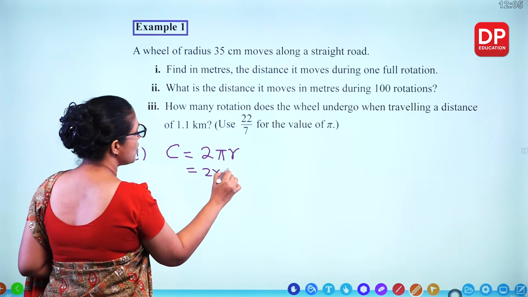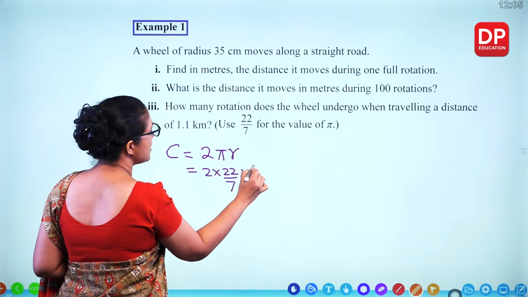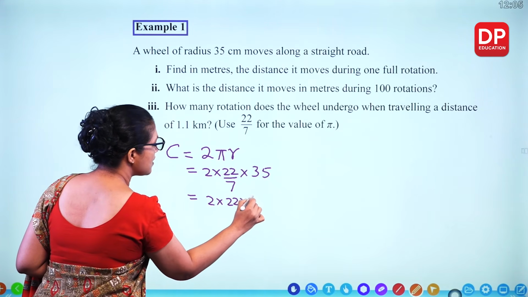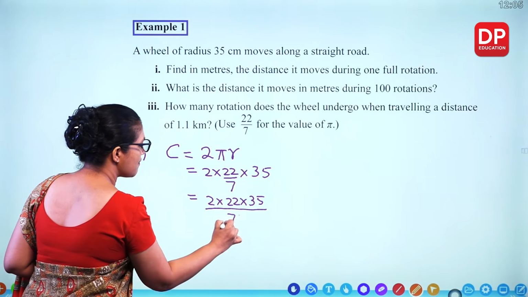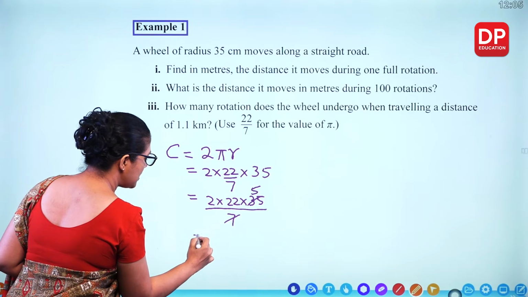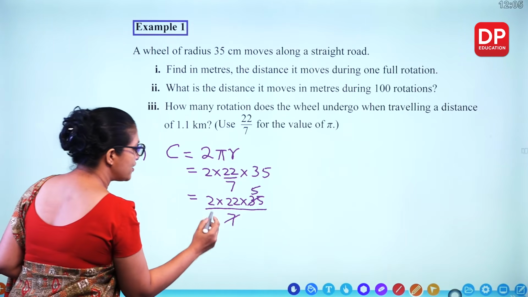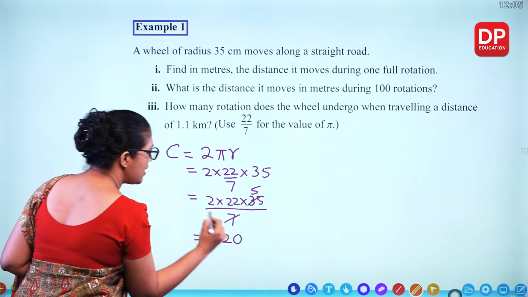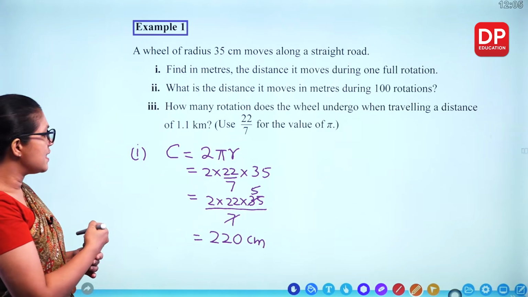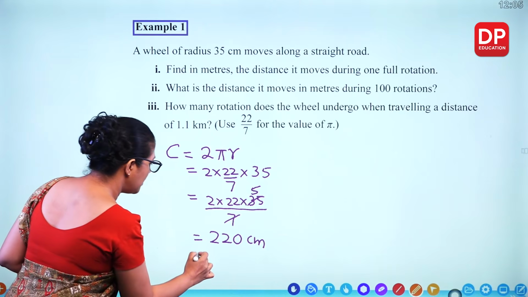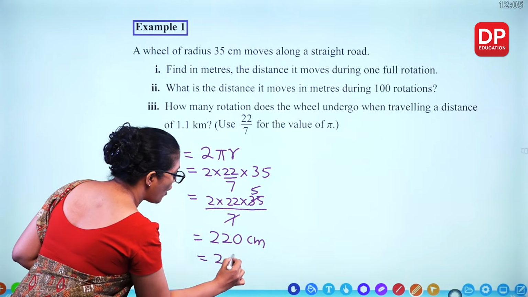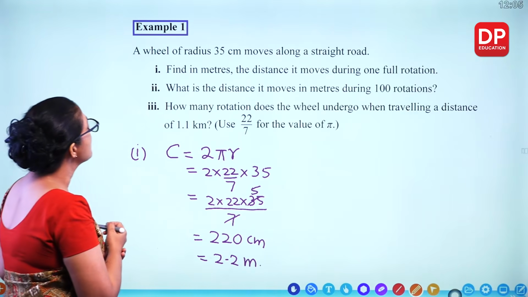So 2 times 22 over 7 times 35. You get 2 times 22 times 35 over 7. 7 times 5. 5 times 2, 10. 10 into 22, you get 220 centimeters. Now, how do you convert to meters? Divide by 100. When you divide, it moves 2 decimal places to the left, 2.2 meters.